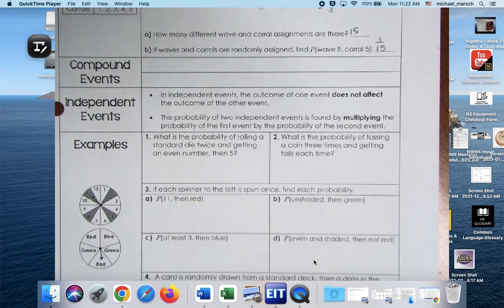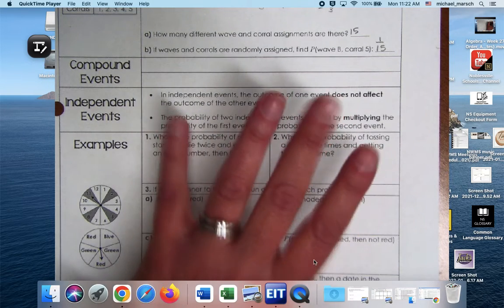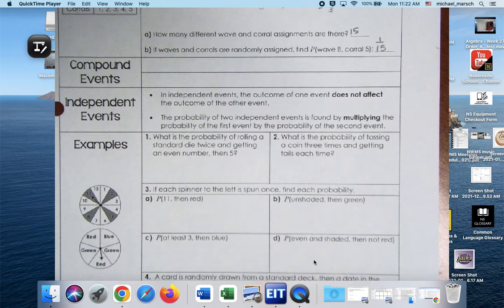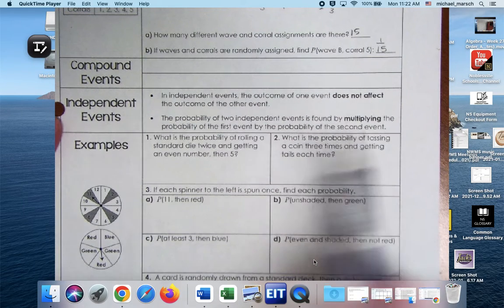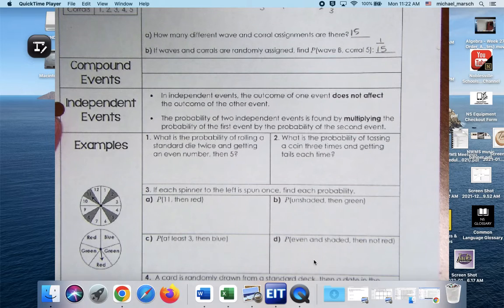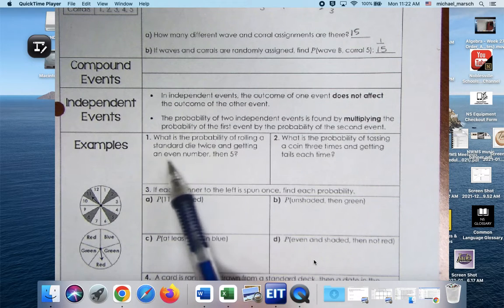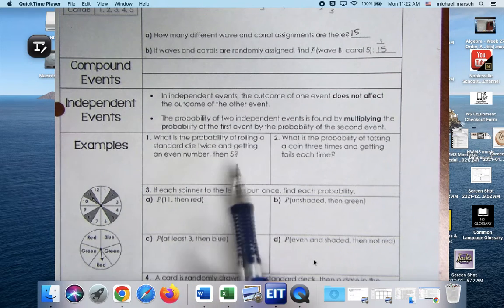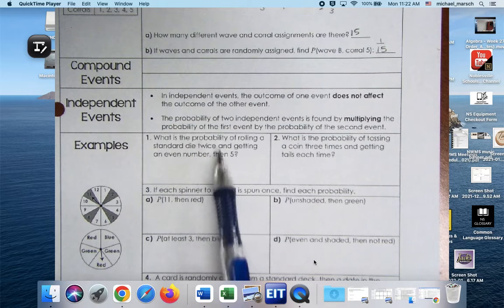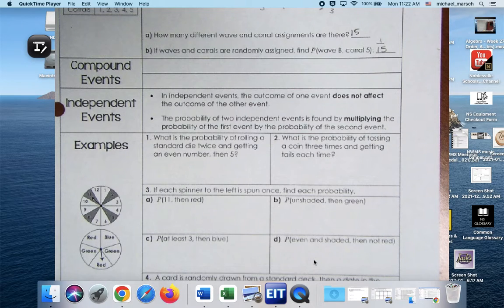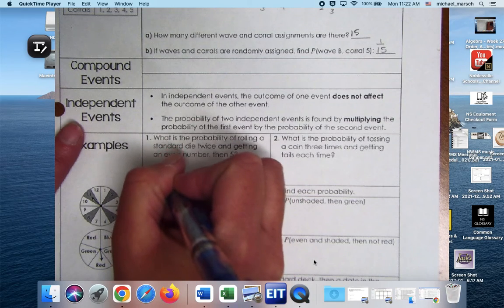All right. So let's go ahead and practice independent events, right? So we multiply the probability of the first by the second. So let's look at this scenario. What's the probability of rolling a standard die twice and getting an even number, then a 5? So what's the probability of getting an even number the first time you roll the die? 3 out of 6, or 1/2, yep.